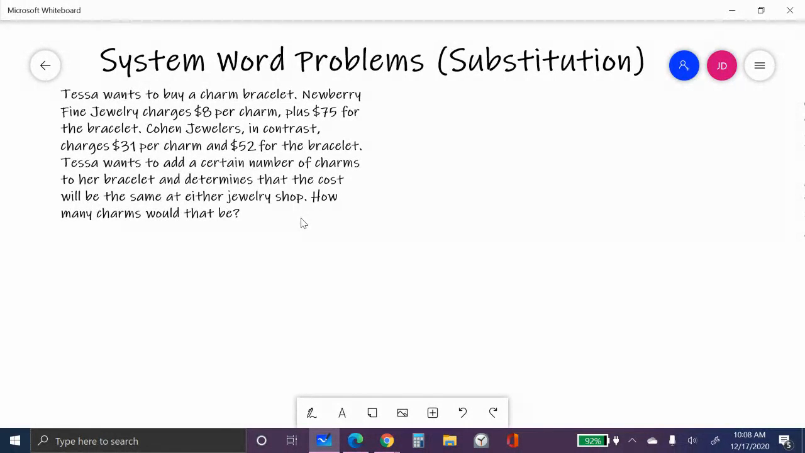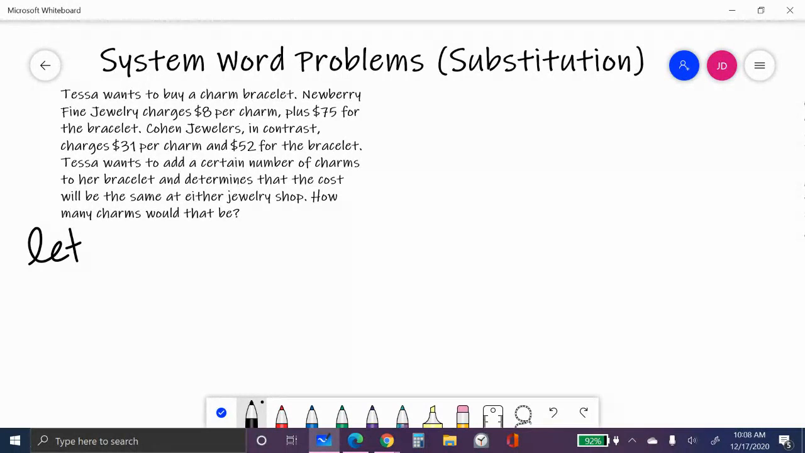So we have to define our variables first. We make our let statements. We want to determine what my x is going to be and what my y is going to be. Usually when you have rates, where you just see the word per, the word after that represents the variable. So we have $8 per charm, $31 per charm. It looks like my charms is going to be the x. So the x is going to be the number of charms.